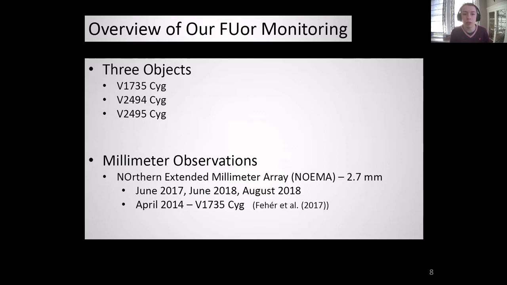So we looked at 3 objects, all in Cygnus, 2 of which I just showed previously have shown signs of millimeter variability. We used the NOEMA interferometer at 2.7 millimeters, and we observed these 3 objects in 3 epochs, and we obtained one more epoch from 2014 of one object, B1735 Cygnus.